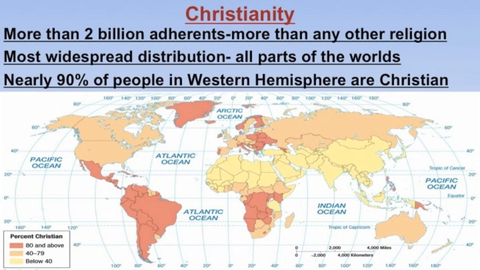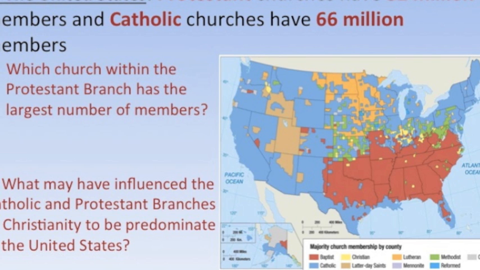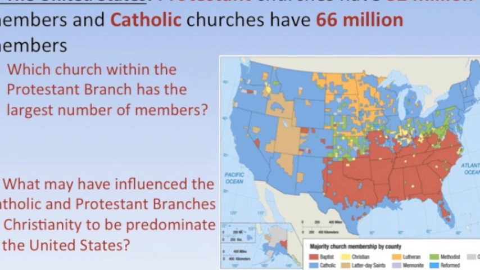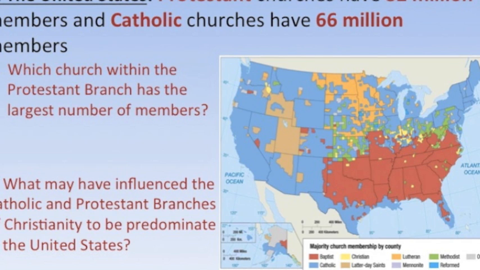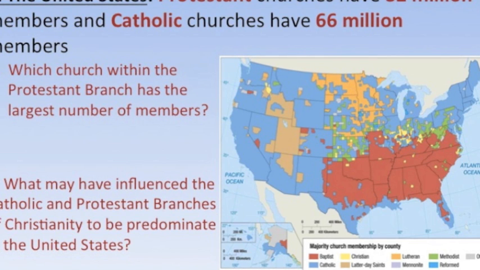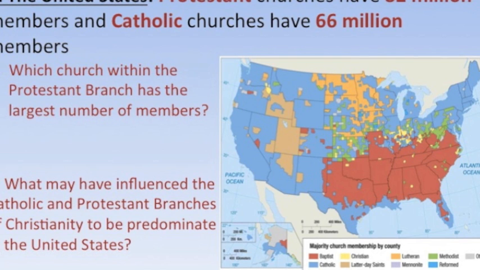And looking at the key on this map, you can see the different color coding. The darker reddish color represents 80% or above Christians, and then so on with the different colors. Looking at a map of the United States, we can now look at religion and Christianity on a different scale than the world map and break it down throughout our country. We've got Protestant churches that have 82 million members and Catholic churches that have 66 million members. So overall, Christianity is predominant in the United States.